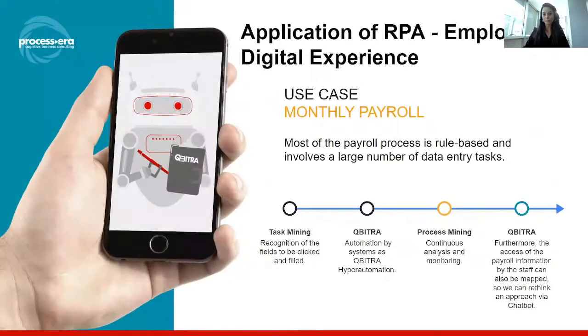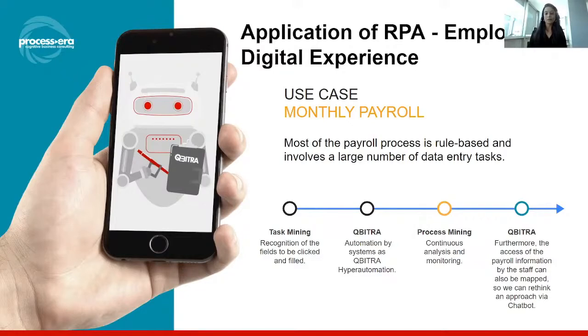We have here one application example about the employee's digital experience. This is the use case of monthly payroll. This is normally a very easy case to automate, when you have the right tools to do it and you know exactly what you are doing, because most of the payroll process is rule-based. You have a repetitive process with lots of data entry that can lead to mistakes. You type one number wrong or one character wrong, it can change the whole meaning. So it's highly repetitive and highly prone to mistakes.